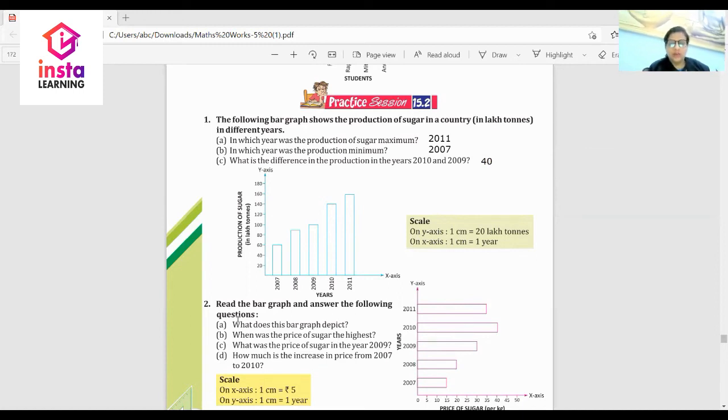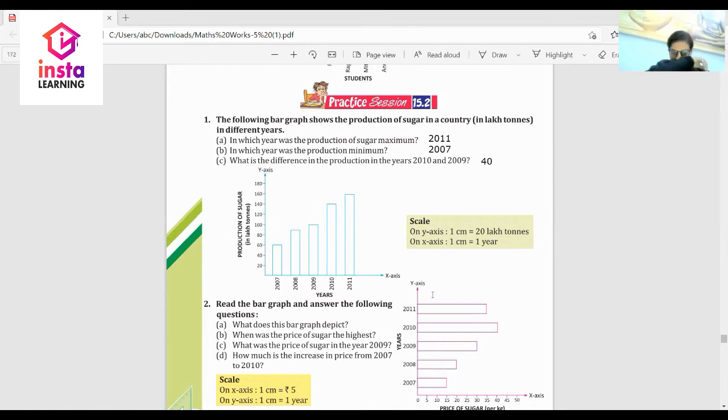Now read the bar graph and answer the following questions. The x axis is 1 centimeter and the y axis is 1 centimeter for 5 rupees, and the x axis shows the year. You should know about that. So read the bar graph. What does this bar graph depict? What is it telling us? It is telling about the price of sugar and it is telling about years.